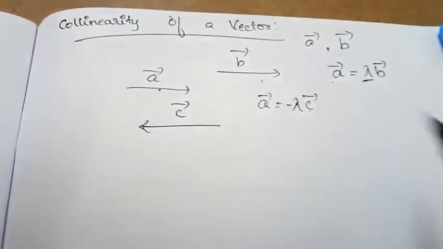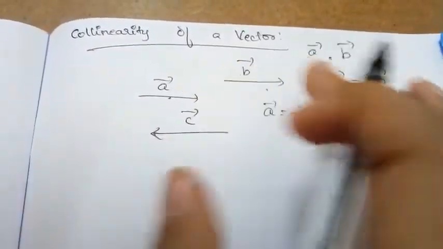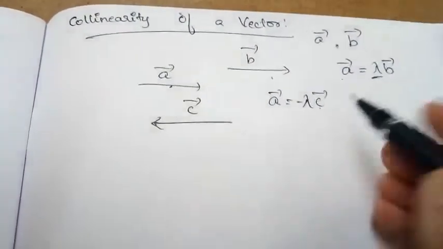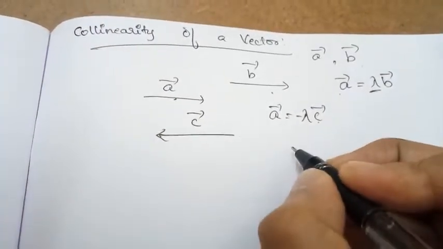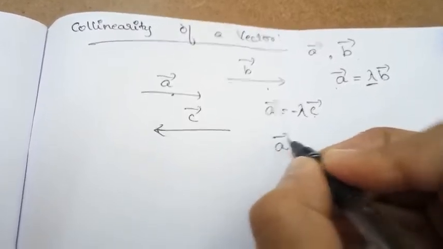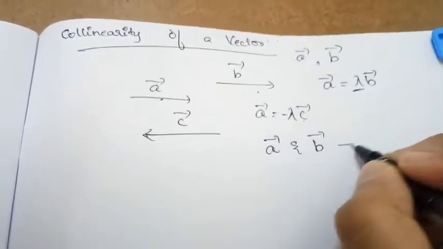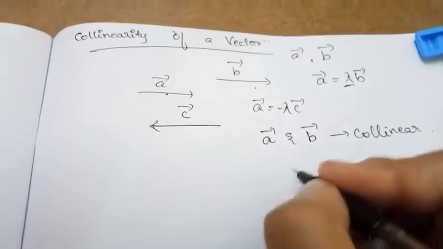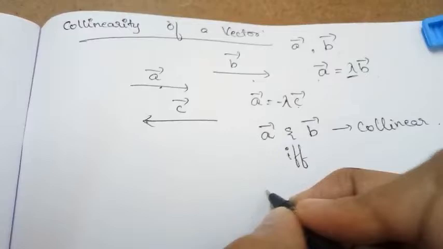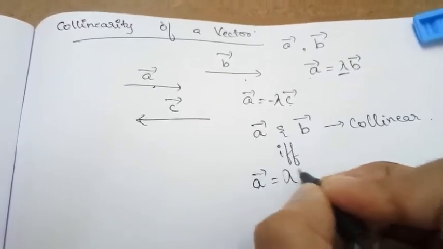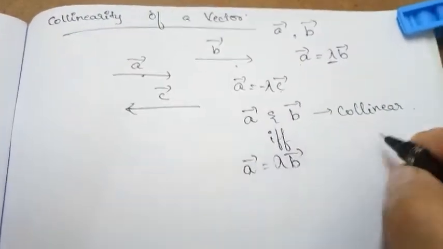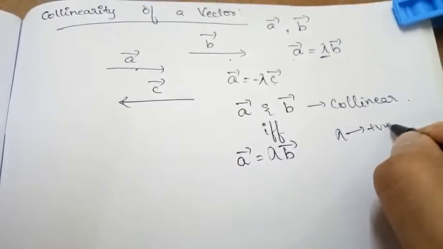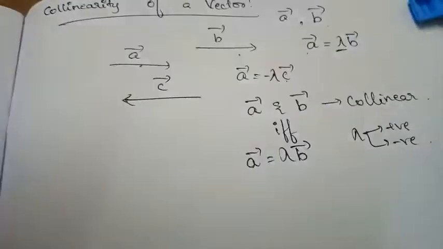By looking into this, either the direction is the same direction or it might be the opposite direction. The major condition is, if two vectors, say vector A and vector B, are said to be collinear, if and only if vector A is equal to some lambda times vector B, where lambda might be positive as well as some negative quantity also. So vector A is equal to some lambda times vector B.